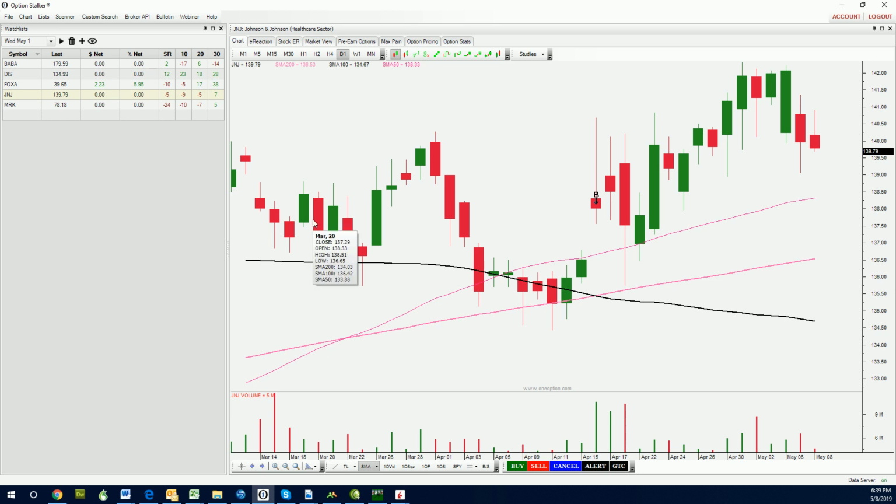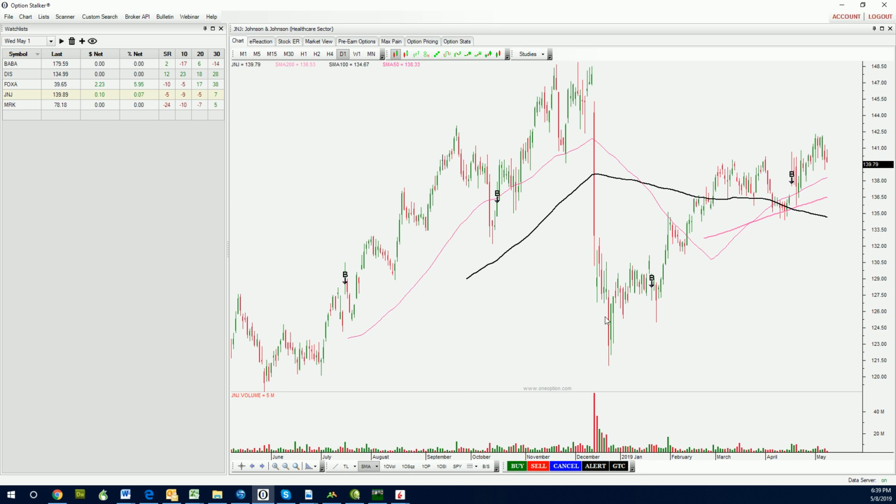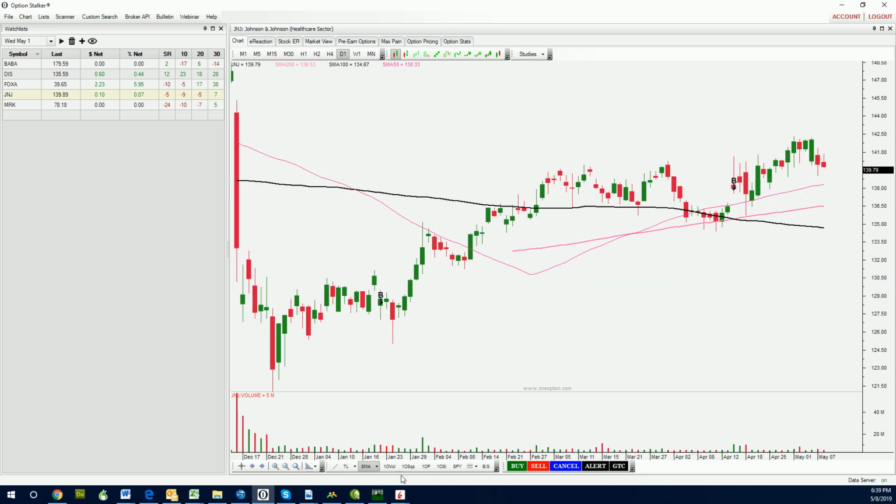J&J, all things considered, has held in quite well. I'm going to zoom out. We'll take a look at the longer term chart, and you can see it's still got plenty of upside. Really nice trend here above all the major moving averages, and I'm going to add one of our indicators, 10SI, that helps us gauge strength relative to the market. When it's above 0, that means it's strong relative to the market.